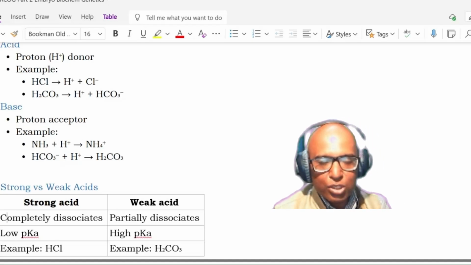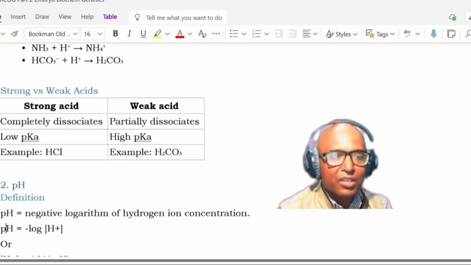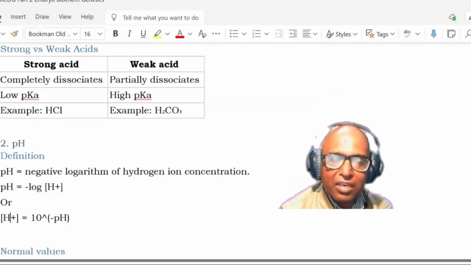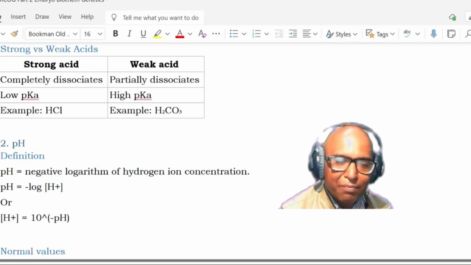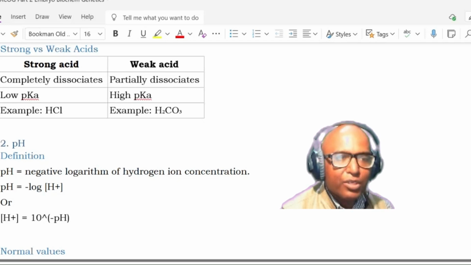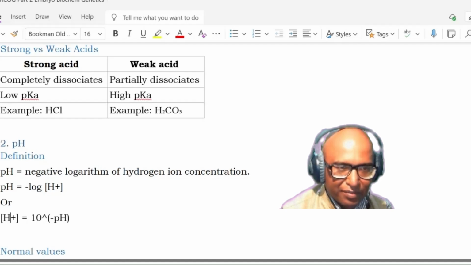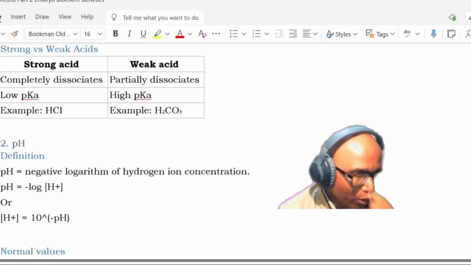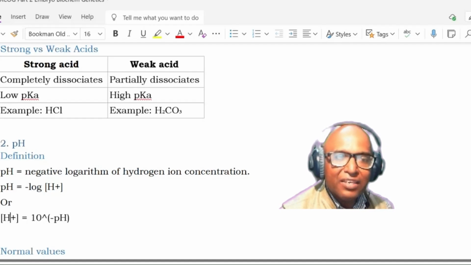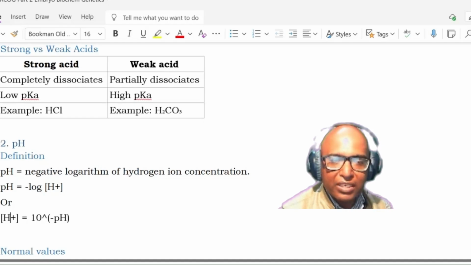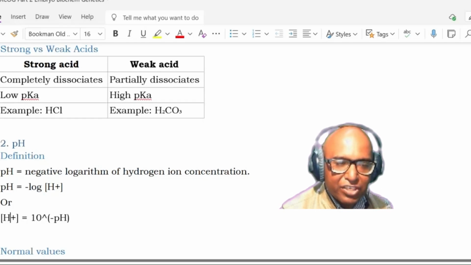There are strong acids and there are weak acids. So what is a strong acid? A strong acid will completely dissociate and it will have a low pKa. An example is hydrochloric acid, which dissociates completely. While a weak acid will partially dissociate and it will have a high pKa. An example is H2CO3, carbonic acid. So what exactly is pH?